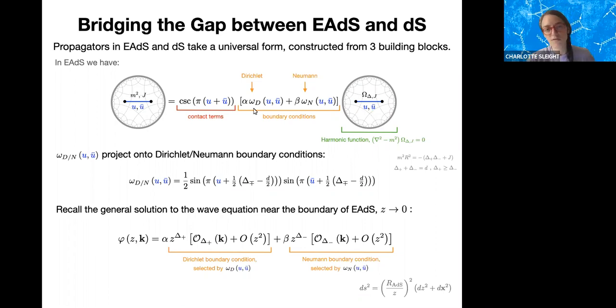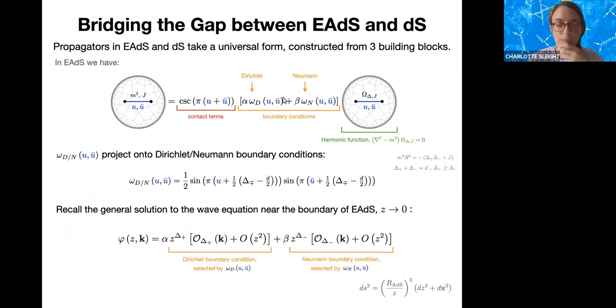And in AdS, you can also implement some boundary conditions, which is implemented by this middle building block here, the yellow one. This is a linear combination of these functions omega d and omega n, whose role is to respectively implement the Dirichlet and Neumann boundary conditions, where of course the most general behavior is a linear combination of the two. So it's reviewed here on the bottom of the slide for some scalar field phi in AdS.